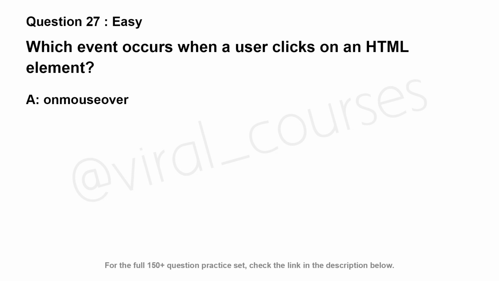Which event occurs when a user clicks on an HTML element? Option A, onmouseover. Option B, onchange. Option C, onclick. Option D, onmouseclick.